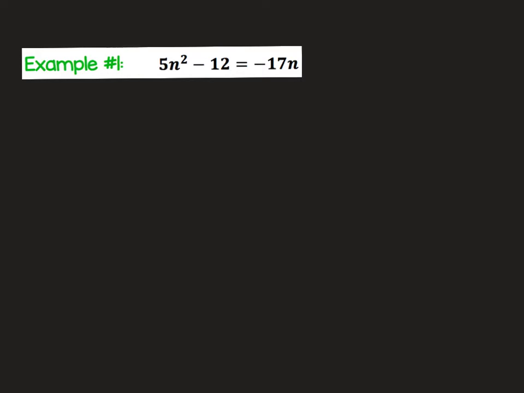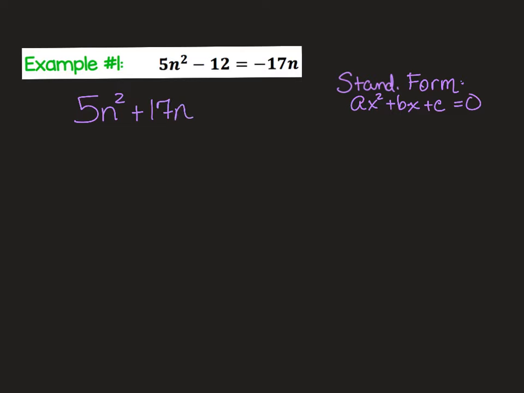So right off the bat, we need to put this into standard form. So we would add 17n to both sides. And standard form, remember, means that it's in ax squared plus bx plus c equals 0. So when we add the 17n, it's the middle term. So that's 5n squared plus 17n minus 12 equals 0.